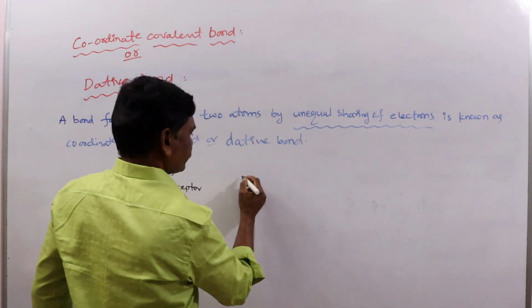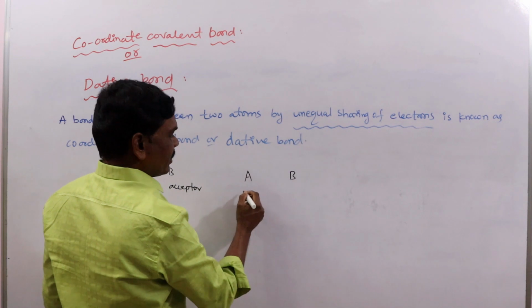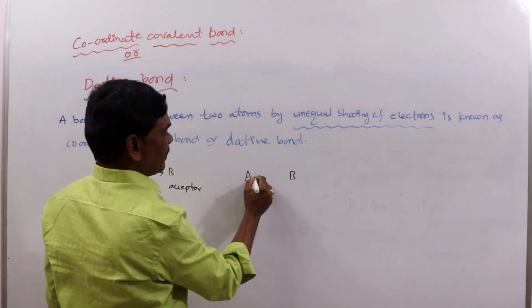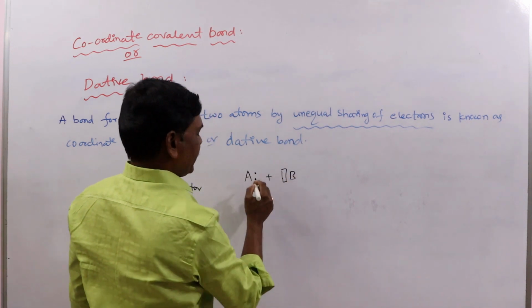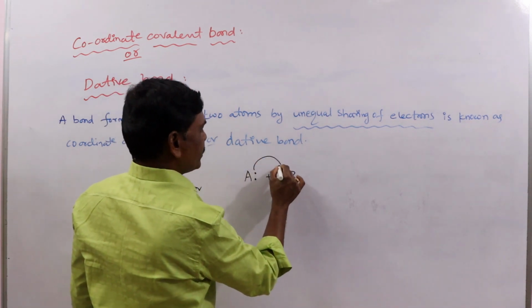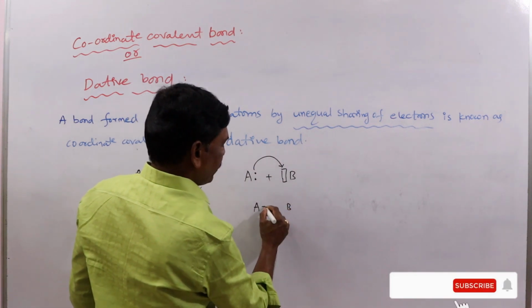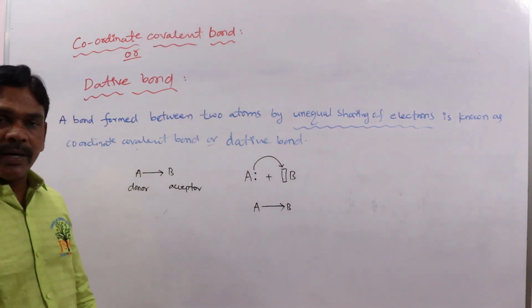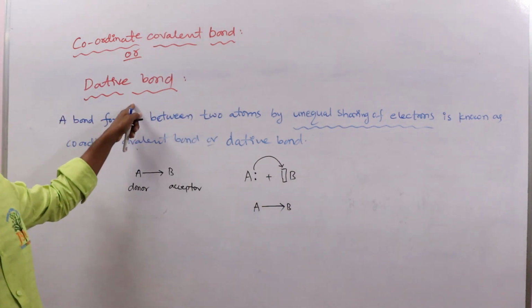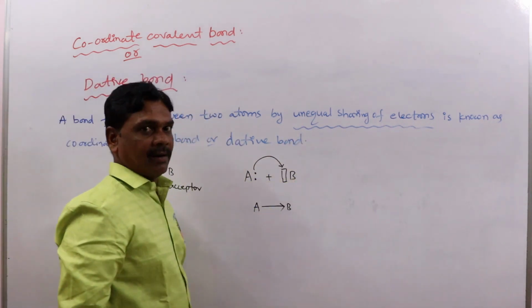For example, A and B. Now A is the donor. A has a pair of electrons and B has a vacant orbital. This pair is donated to B. Now between A and B a bond is formed. That bond is known as a coordinate covalent bond or dative bond. That is the meaning of unequal sharing of electrons.